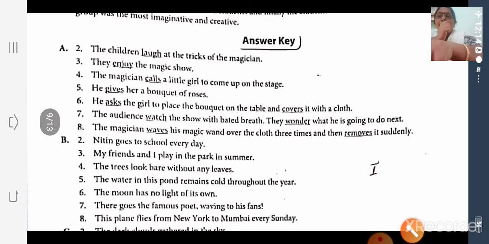Okay, here you have the answer key. So make use of this answer key for completing your exercises. So try to do it on your own.